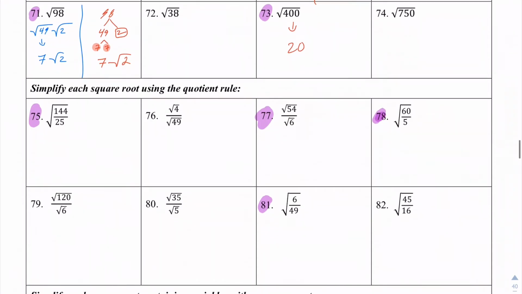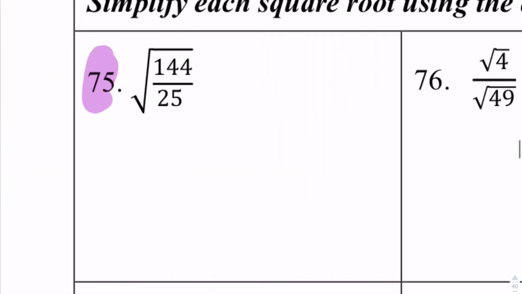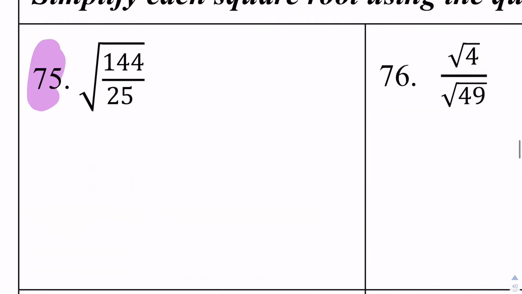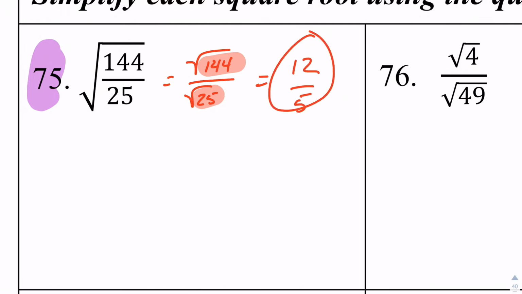All right. Our quotient rule. We actually kind of saw this earlier, but our quotient rule says I could break these apart if I wanted to. And the reason I would want to on this one is because both of these are perfect squares. And if either the numerator or denominator is a perfect square, then break it apart and take their square roots. And you're done.